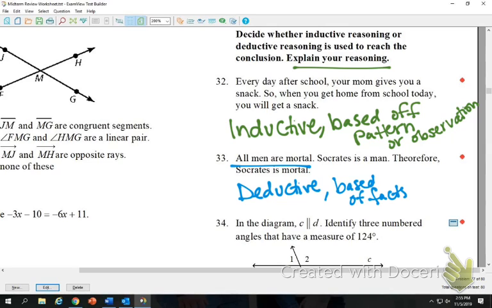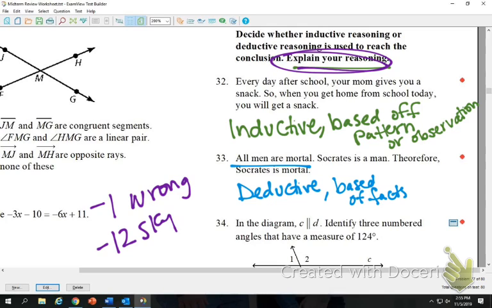So again, if they don't have the reason, the explain your reasoning is minus 1. If they skipped it, it's minus 12, but that's for the entire assignment. So minus 1 if it's wrong at any point in time in the assignment, and then minus 12 for skipping or not showing work wherever I showed work.